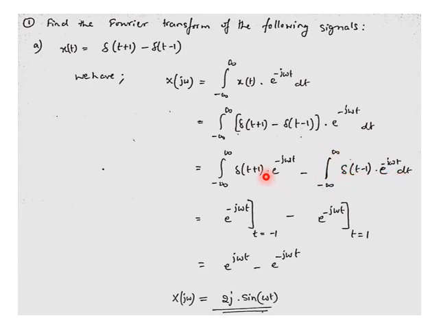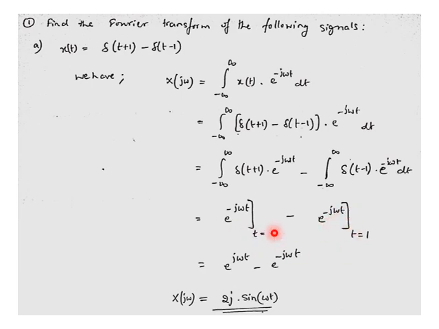Applying the shifting property of the delta function or impulse function, the shifted version here is t equal to minus 1, so when t equal to minus 1 we have e to the power minus j omega t. This is from the shifting property of the impulse function. Coming to the second term, the shifted impulse is at t equal to 1, so at t equal to 1 we have e to the power minus j omega t, as per the shifting property. So e to the power minus j omega t when t equal to minus 1, and e to the power minus j omega t when t equal to 1.